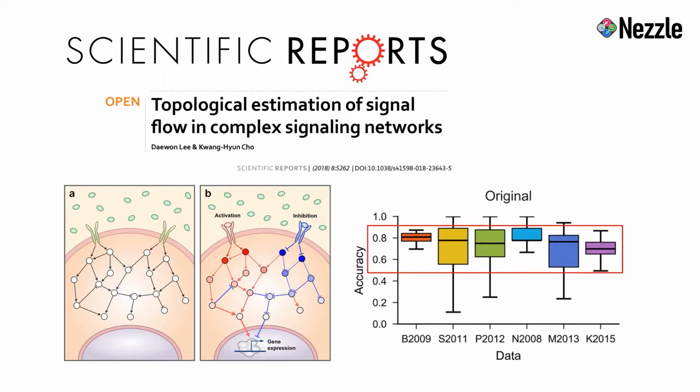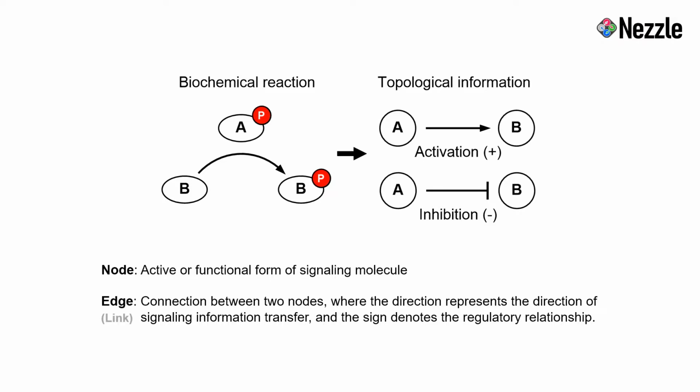Li and Cho have developed a signal flow estimation algorithm and found that the algorithm can properly estimate about 60 to 80% of signaling activity changes to single or dual perturbations for 6 signaling networks. A biochemical reaction such as phosphorylation of a protein in signaling networks can be represented by a directed link with a sign. Activation and inhibition of signaling molecules are denoted as plus and minus signs, respectively.